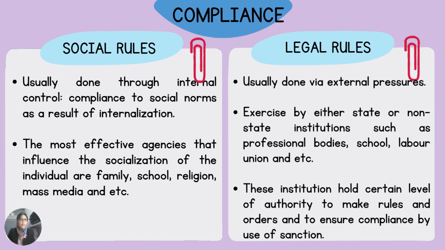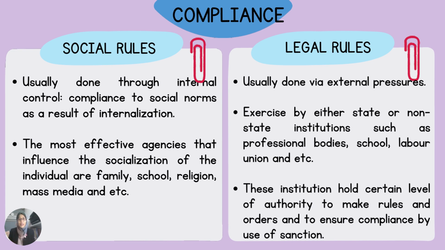And the most effective agencies that influence the socialization of the individual are family, school, peer groups, religion, or mass media. So, meaning to say, people or society follow the social rules because of internal control, as a consequence of socialization, because of the given social group that they have. So that means by internalization, socialization, and internal control.